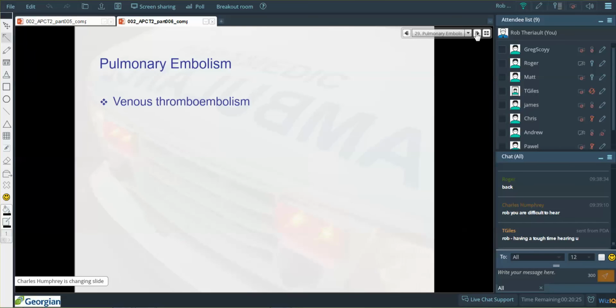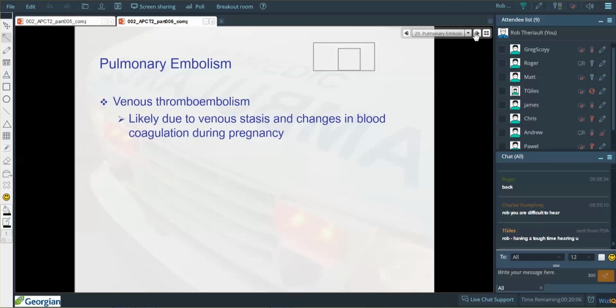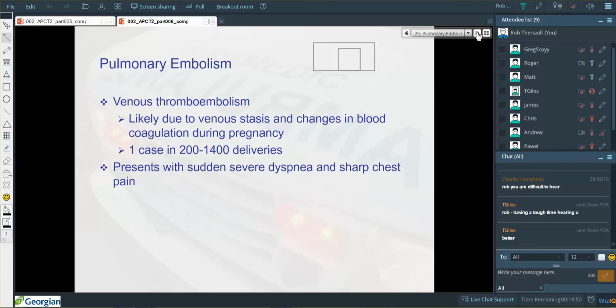Pulmonary embolism. Not a whole lot we can do about this other than to provide supportive care. Sorry about that, is that a little bit better? This is a venous thromboembolism, likely due to stasis of blood and coagulation during the pregnancy, usually in the lower limbs. It happens about once every 200 to 1,400 deliveries, which is quite a range epidemiologically. It presents with sudden severe dyspnea and sharp chest pain.